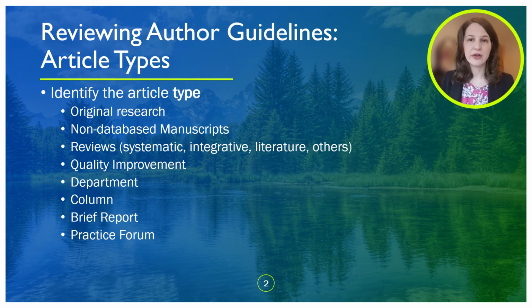All journals have different article types and may include things like full-length original research, QI projects, departments, columns, brief reports, or practice forums. Depending on the journal, full-length articles may be anywhere from 3,000 to 7,000 words. Often these last types of articles are a little shorter, maybe 800 to 2,000 words. It just depends on the journal. Depending on your project, one of these shorter article types may work really well. Or if you're new to publishing, you may decide to start out with one of these shorter article types.